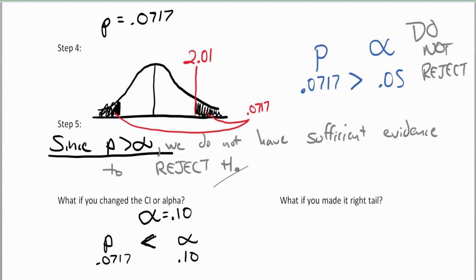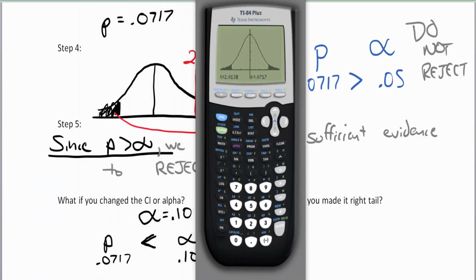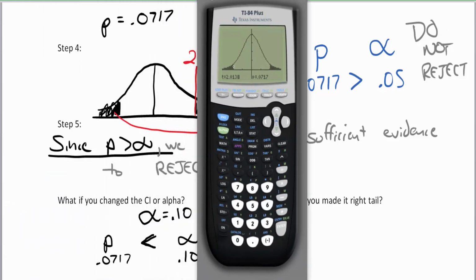Also, what if we just made this right tail instead of two tail? If we made it right tail instead of two tail, we would literally just get rid of this left side, and the p-value would be half as big. I can show that to you just by going to tests and going to the t-test that we just did and making this right tail. Well, now if we just make it right tail and graph it, whoops, hold on, not graph. You have to hit right tail and hit enter, not graph. Maybe it was good that I showed you that mistake so you don't make it by accident. So click on draw. So this is the right tail version of what we just did.